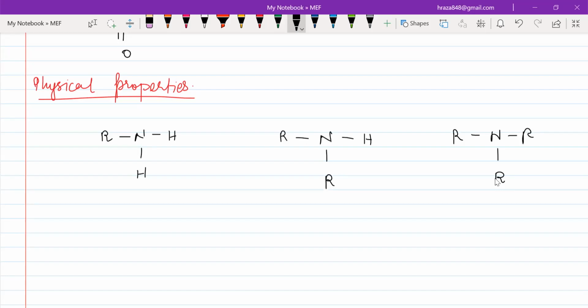Highest hydrogen bonding. Which one will form the highest hydrogen bond? I don't know, sir.